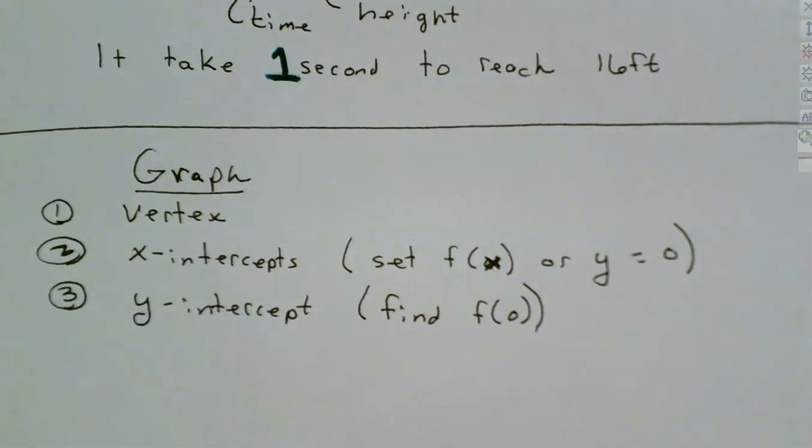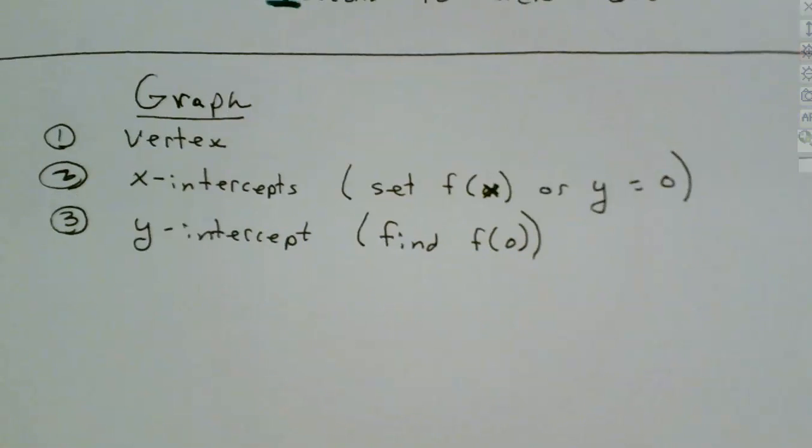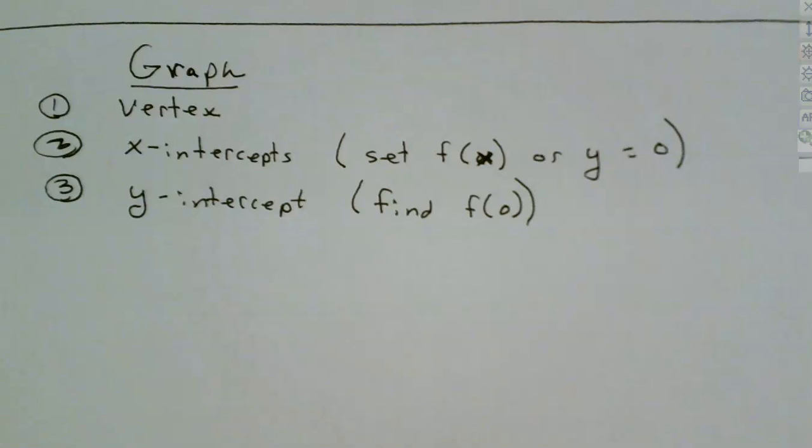So when we go to graph these, there's three things that we need to find. We need to find our vertex. We need to find our x-intercepts, if we have any. And we also need to find our y-intercept. And that's just simply find y of 0. Okay, so we'll graph a couple of these.